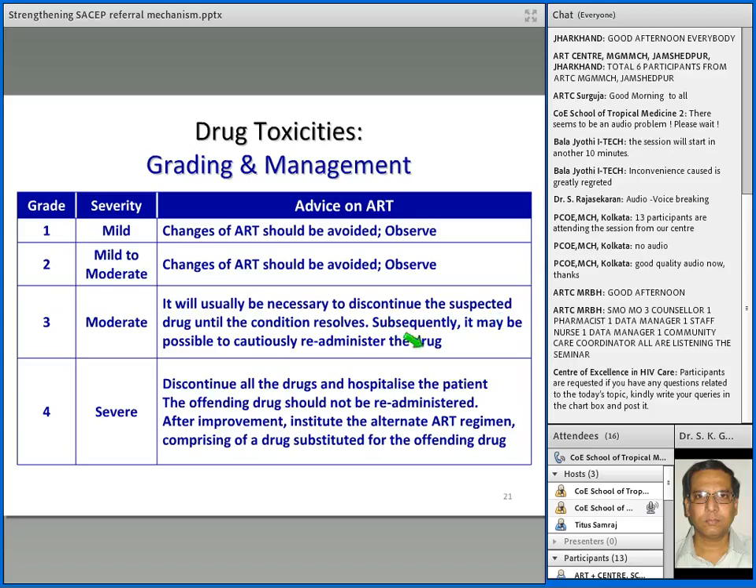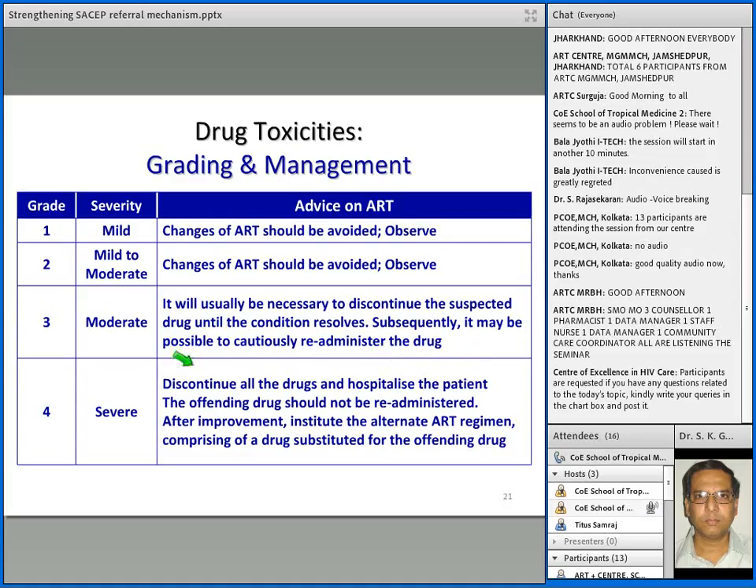re-administer the drug. But when it is said, the buzzword is cautiously. If you are dealing with a restart of the same medication in a case of moderate rash, you need to consider that the patient has to be admitted in an institute, and there you would be required to restart the drug under close observation by an expert team.